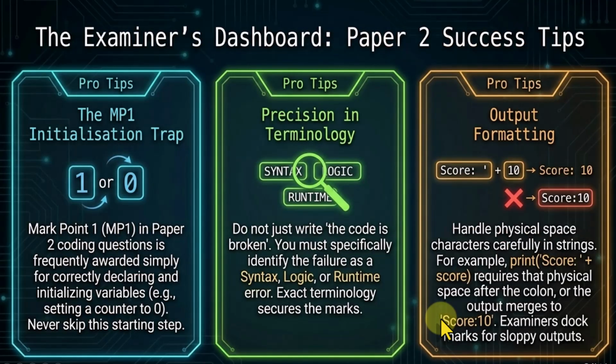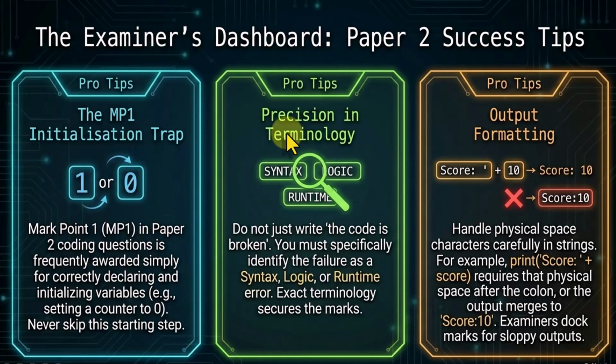Some tips for your exam. The first one, initialization trap. Be careful about this. Many students lose marks from this, because in some languages you do not need that, but in pseudocode you have to write that. So mark point 1, it means 1 point in paper 2. Coding question is frequently awarded simply for correctly declaring and initializing variables. Example, setting counter to 0 or things like that. Never skip that, even if you do not need that in your programming language.